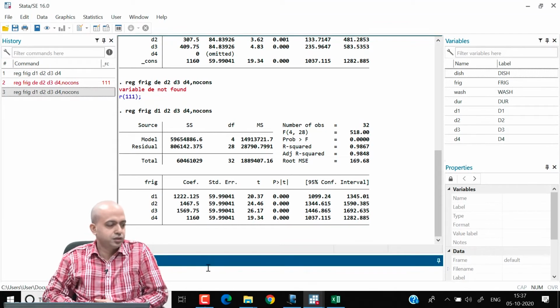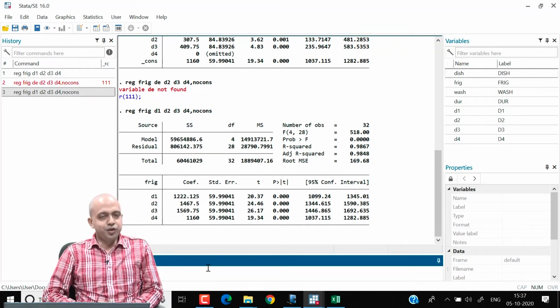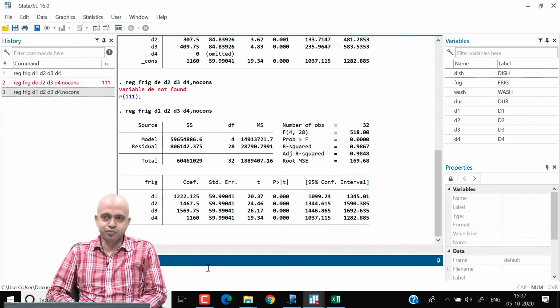Now look at what is happening here. You have solved it. Now Stata is not saying that D4 is omitted. All the coefficients you are getting. You have solved the problem by introducing 4 dummies. So basically, by omitting the elements of the first column, you have overcome the dummy variable trap.